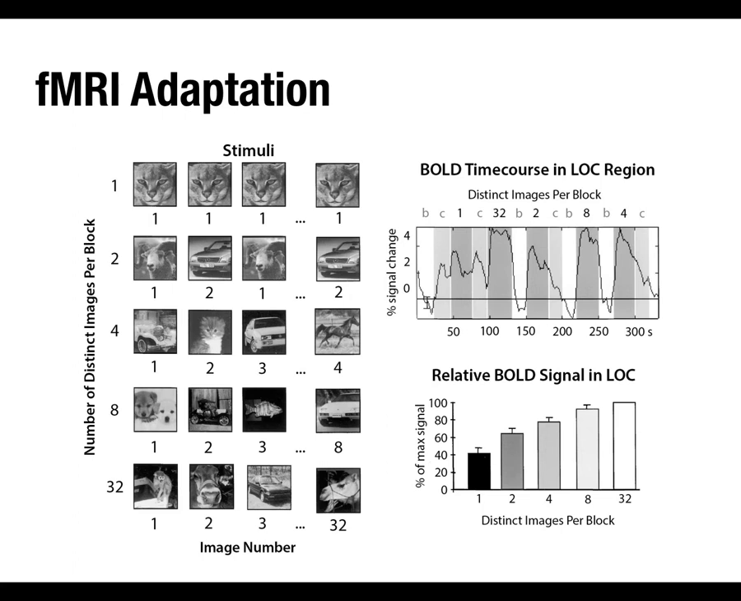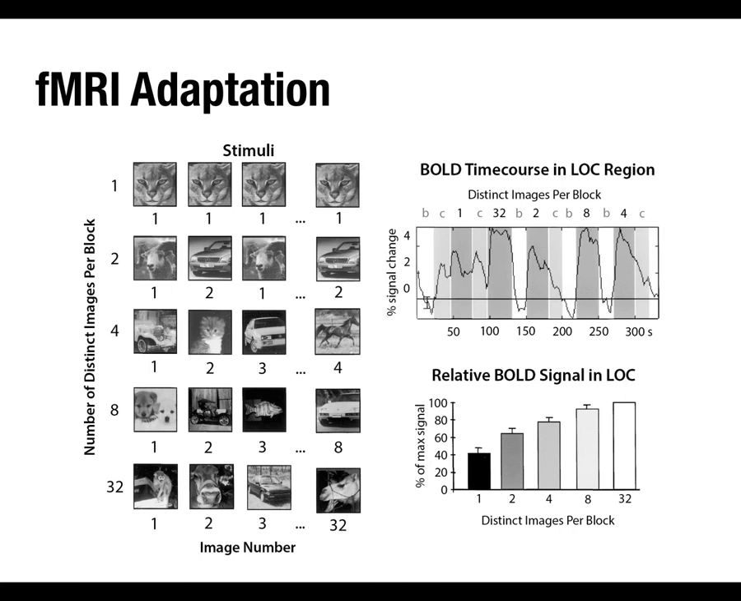So the fMRI adaptation design came about because people were interested in looking at activation within brain areas and thinking about the fact that within an area that lights up as a blob of activation for, say, faces, there might be subpopulations of neurons within that area that respond to different properties of faces. So some might respond to face identity, some might respond to the orientation of the face.